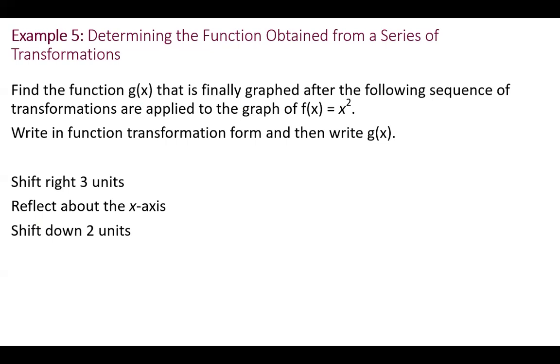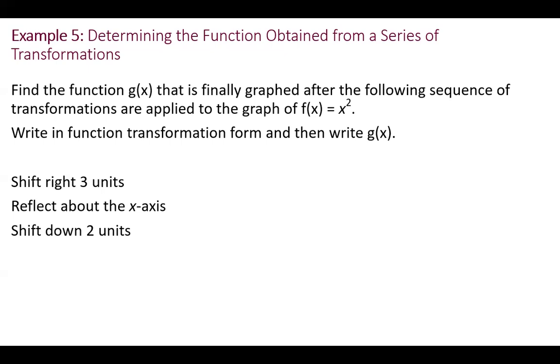Here's our example. It says find the function g of x that is finally graphed after the following sequence of transformations are applied to the graph of f of x equals x squared. Write in function transformation form and then write g of x. Before I get started, if you have your little chart, it's always good to have that out until you remember what each thing does.